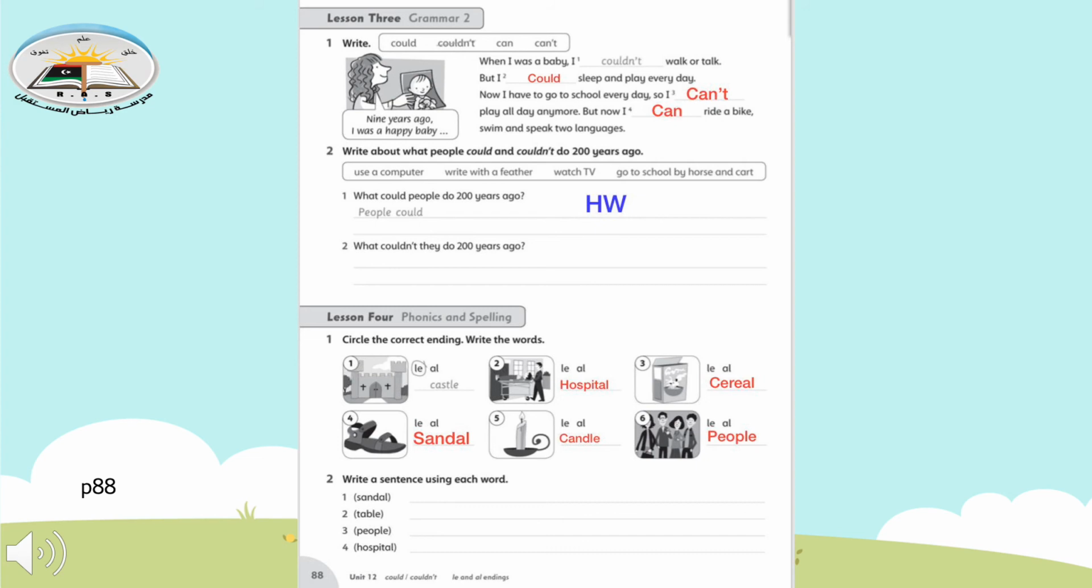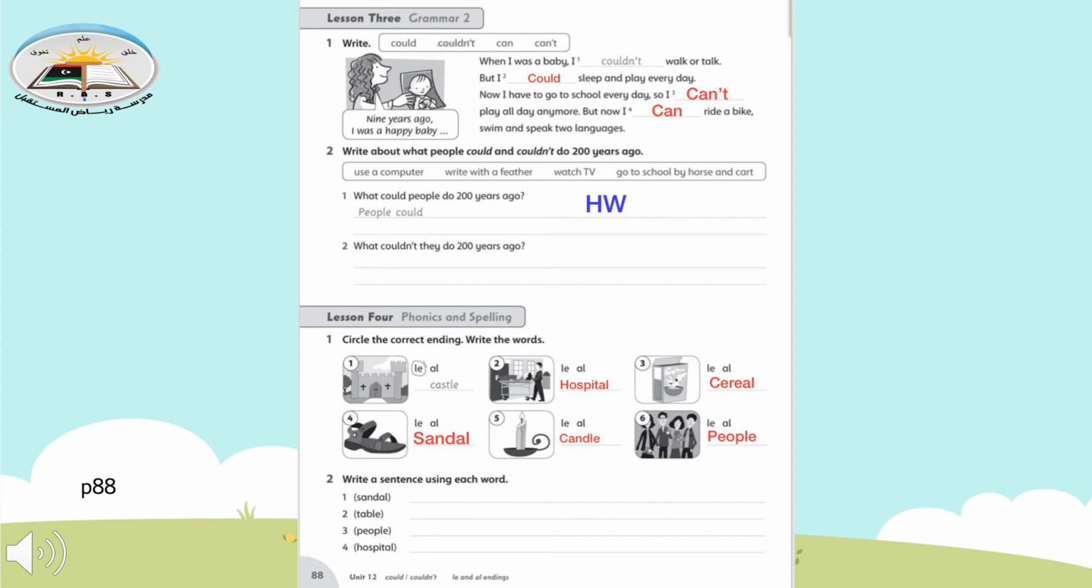We have use computer, write with a feather, watch TV, go to school by horse and cart. What people could do 200 years ago, what people couldn't do 200 years ago. Now this question is for you to answer. You choose 2 sentences and write them next to people could. Then you take 2 sentences and write them under people couldn't, under number 2.